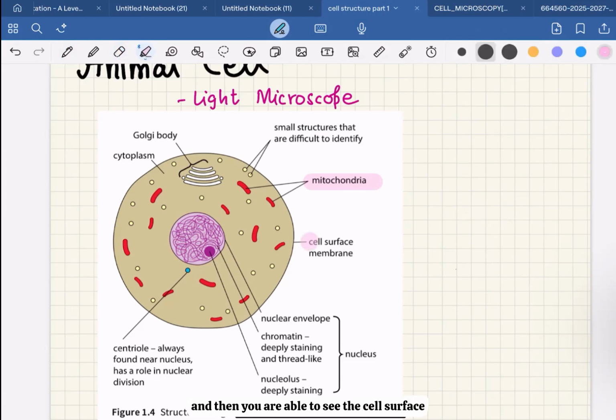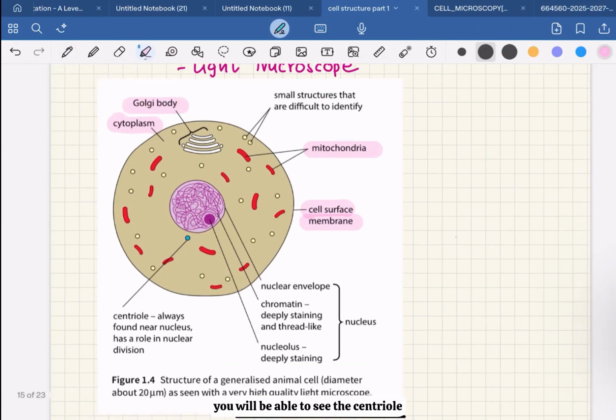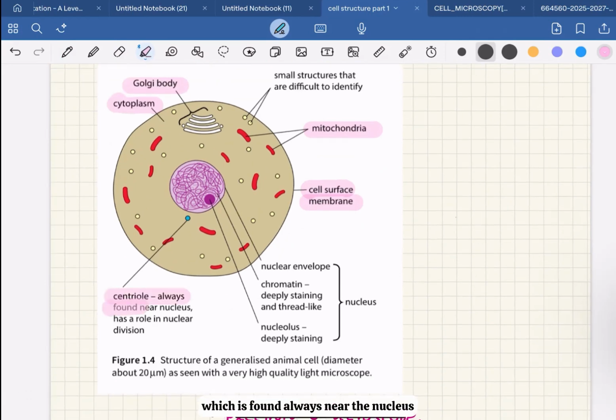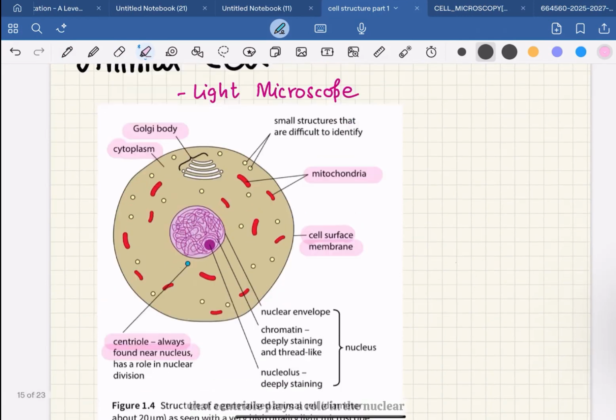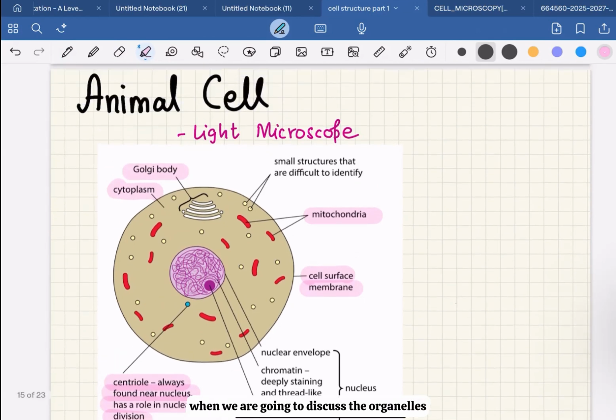And then you are able to see the cell surface membrane. Then you are able to see the cytoplasm, the Golgi body. You will be able to see the centriole, which is found always near the nucleus. And obviously we know that the centriole plays a role in nuclear cell division. Usually in mitosis is the role of the centriole, and we are going to discuss centrioles in quite some detail when we discuss the organelles.